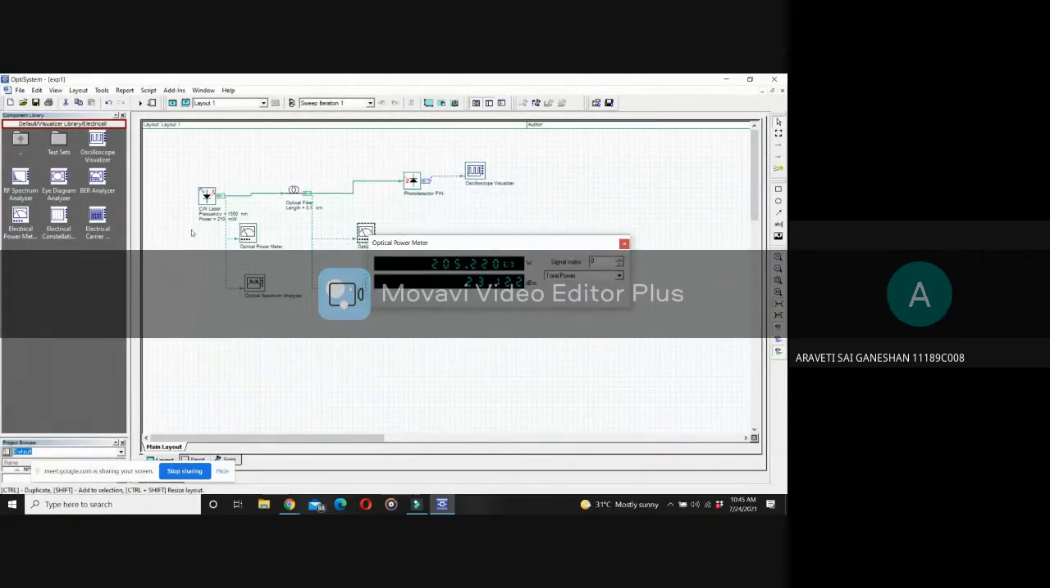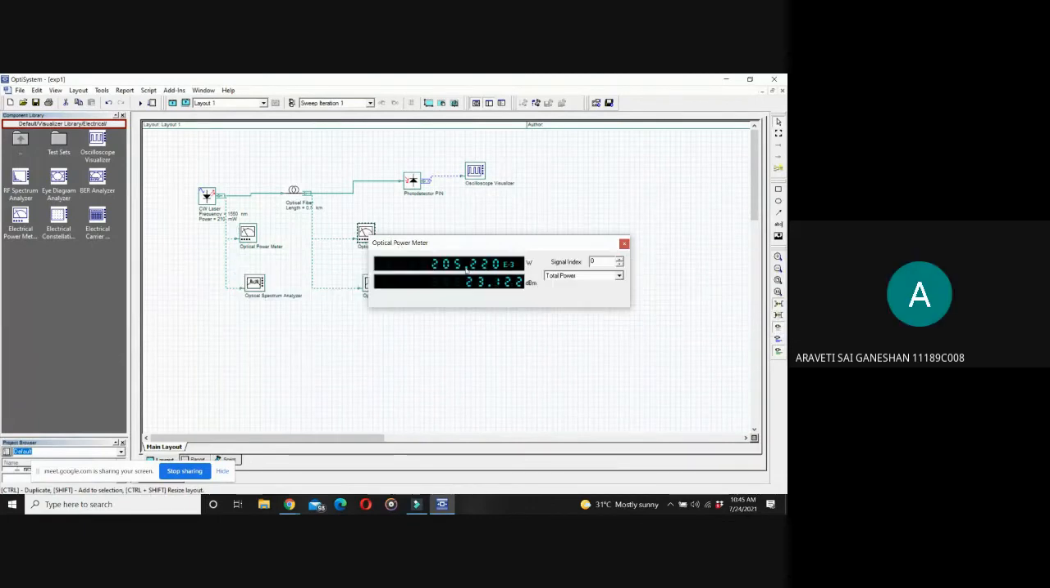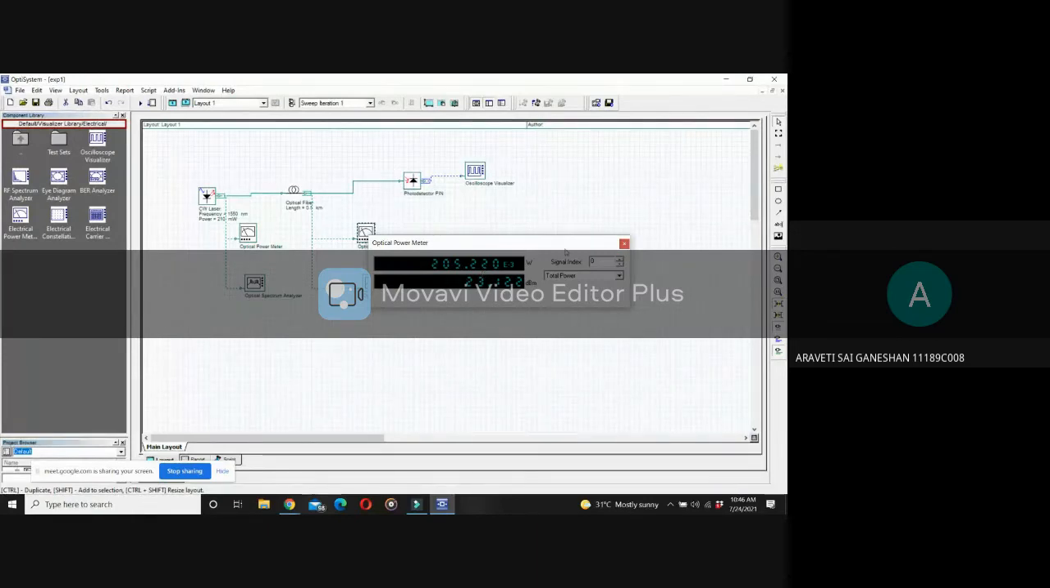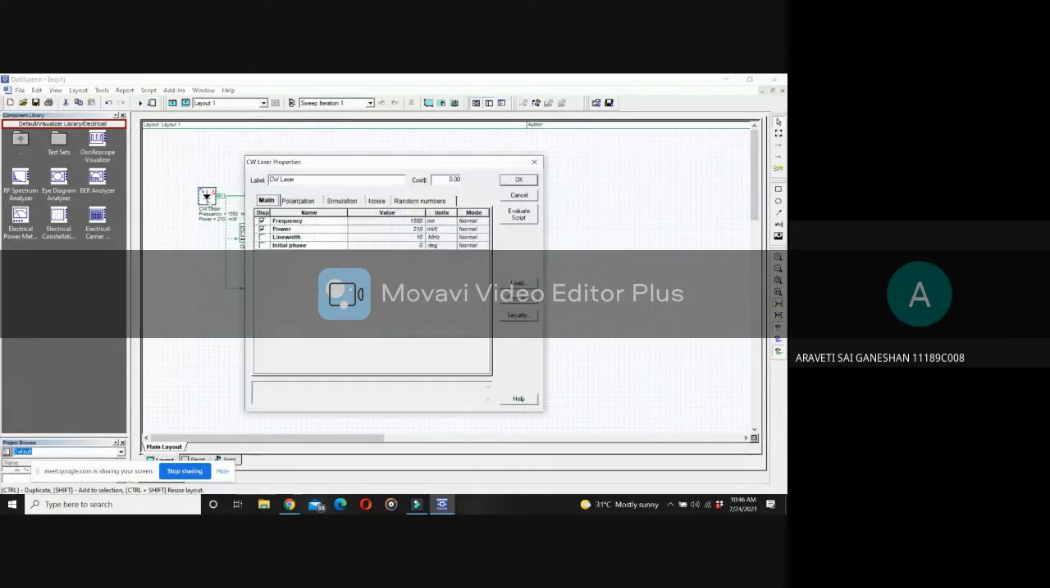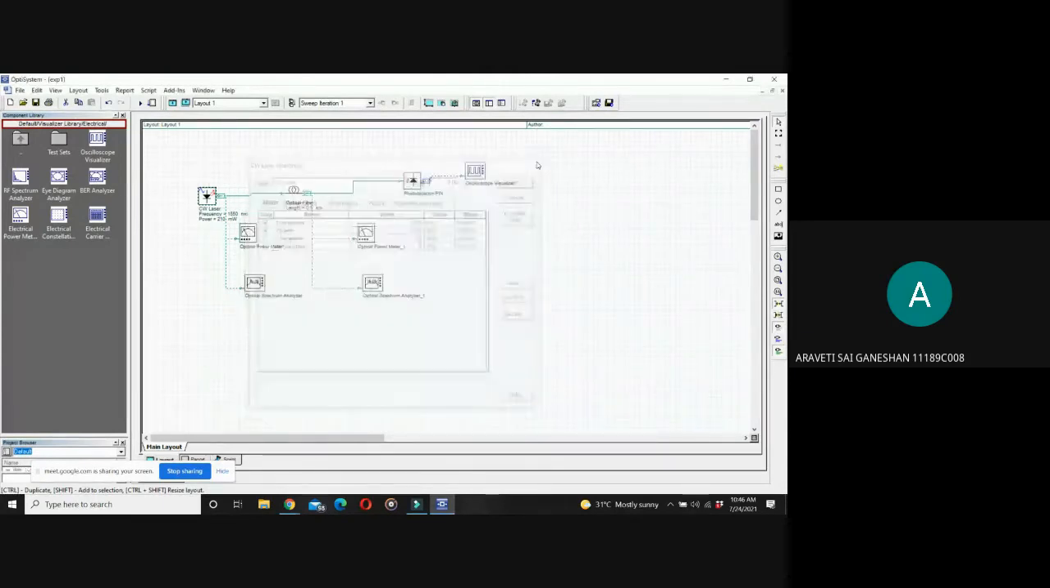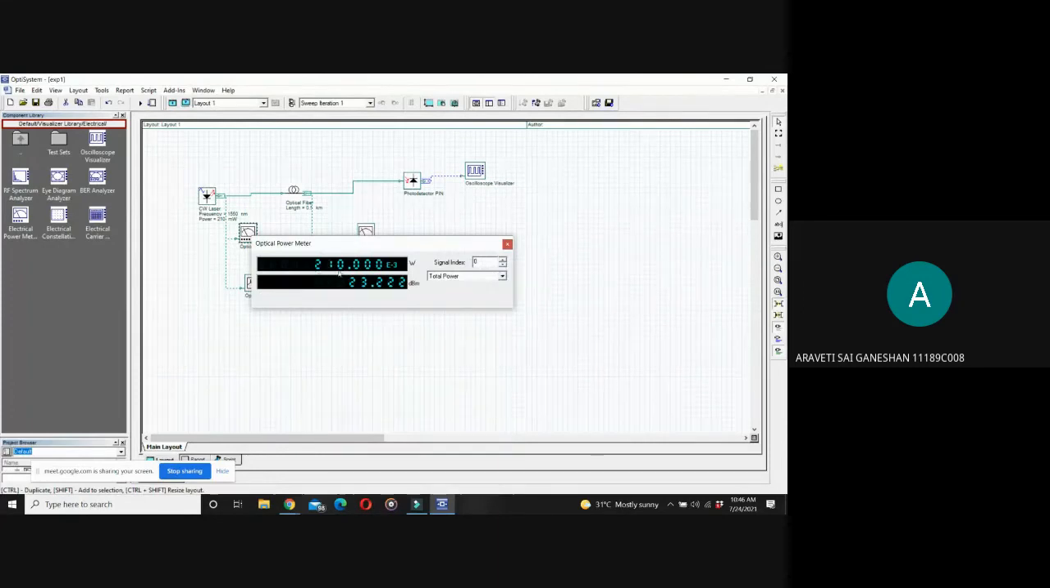Here the input power is 210 megawatts, sir, and output power is 205.2. Okay, so again, click on the input optical power meter. Power meter. Yeah. Yes, sir. Here 210, sir.